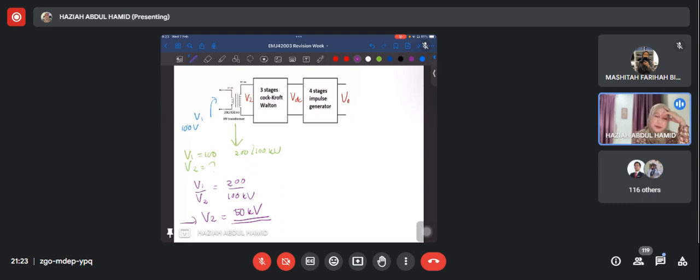You've got the input. Okay, the input given is 100 volt, and the output at the transformer we get is 50 kV. So 100 volt as the input, 50 kV as the output of this first stage, the AC generation. Okay, so this will be a sketch. How do we sketch? Easy, because we are sketching AC. Say this is V1 and this is our V2.